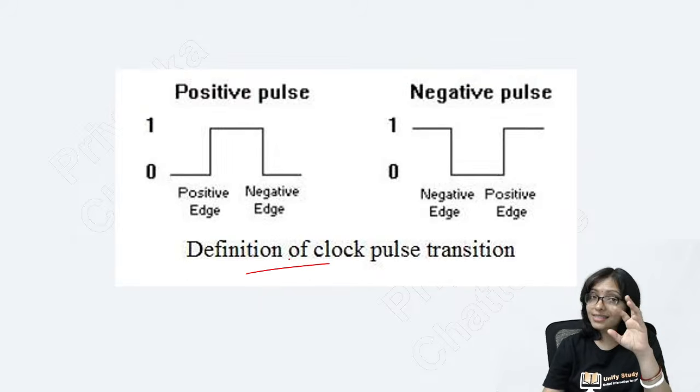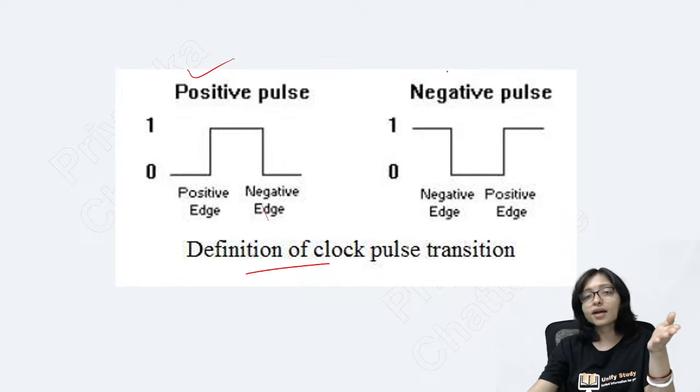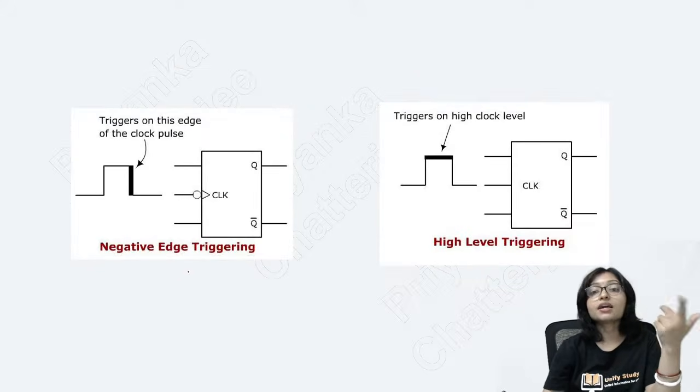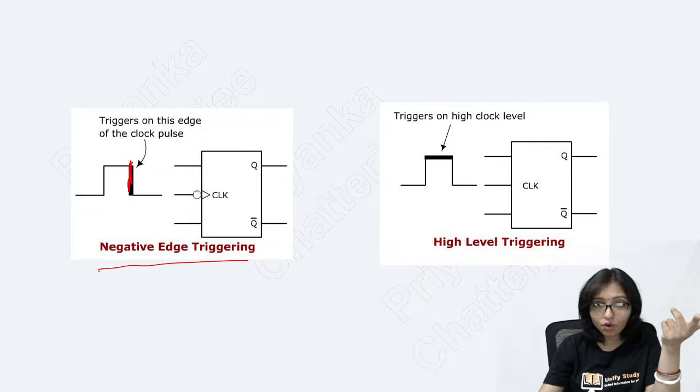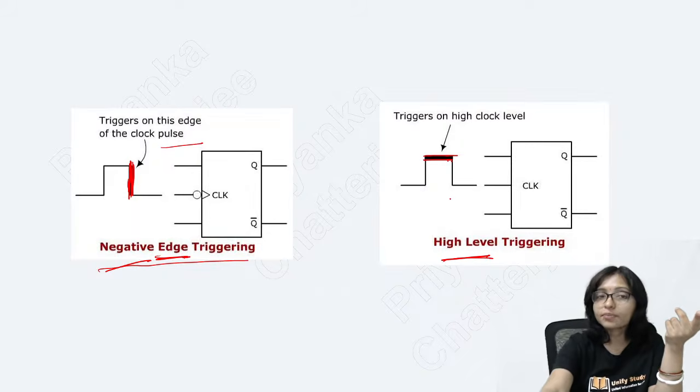It means at which time the flip-flop will be activated, in the negative clock pulse or in the positive clock pulse. This is called the positive clock pulse. This is called the negative clock pulse. Another is the trigger. Negative edge trigger means when the falling edge triggers it. When it triggers at the high level, it is called high level trigger.